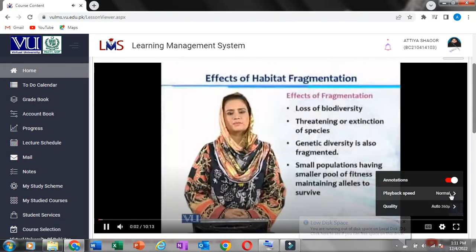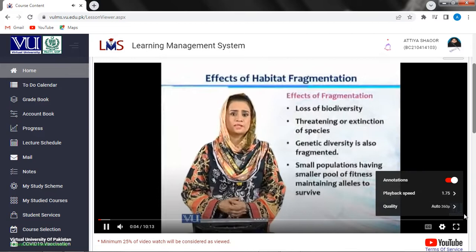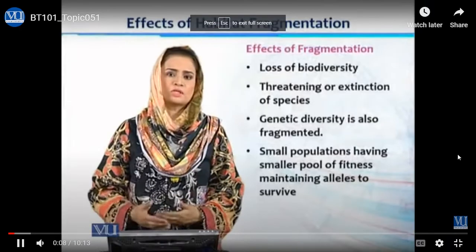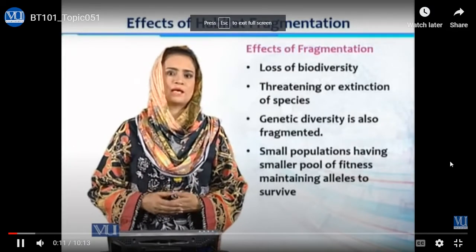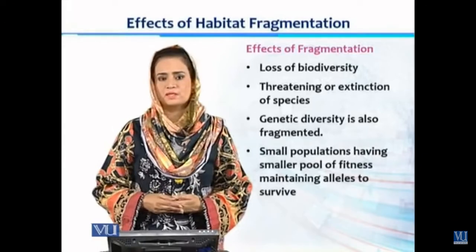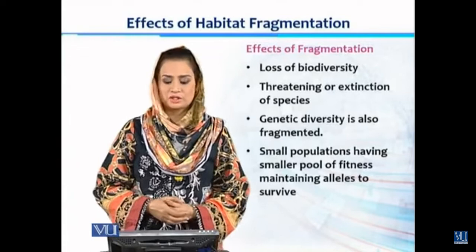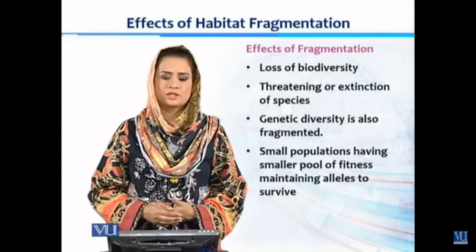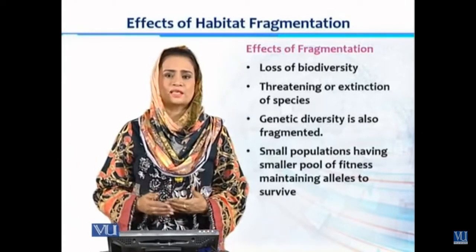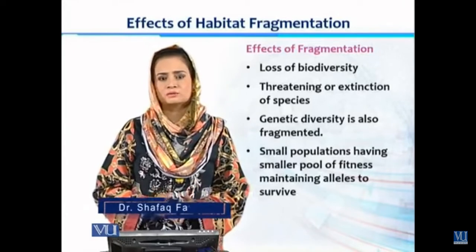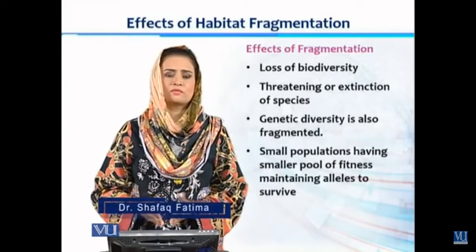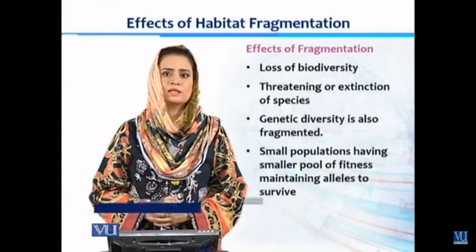So now we discuss the effects of habitat fragmentation on biodiversity. The most significant impact of habitat fragmentation is on the loss of biodiversity, because the plants, animals, and microbes living in that habitat would be directly affected by this kind of fragmentation. Because of fragmentation, it would reduce the chances of having a safe place, shelter. They are breaking down into different patches. Their shelter place or their area of safety is being reduced. This is one major threat for the organisms living there.